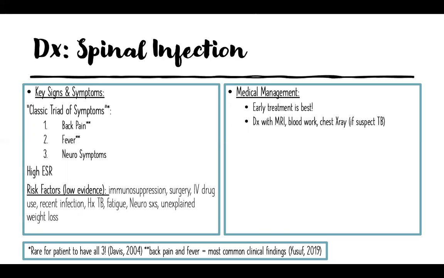and treatment with medication. One last thing to note is that with this classic triad, it's rare for an individual to come in with all three of these things. So they may present with back pain and fever, or back pain and neurologic symptoms. But if we're seeing this patient for spine pain, they're going to have back pain. Back pain and fever, those two that are asterisks, are really the most common.